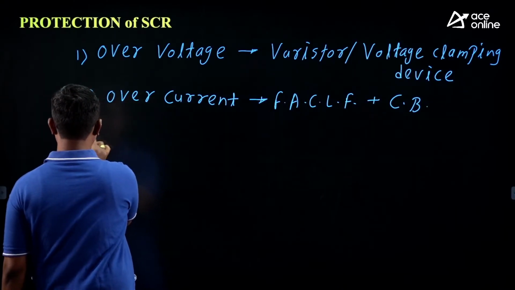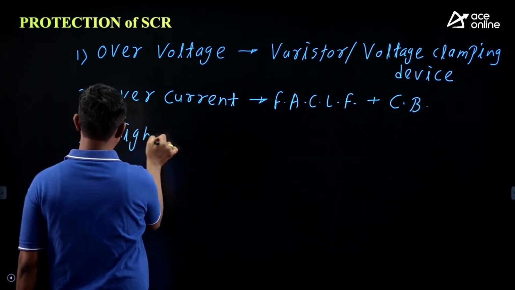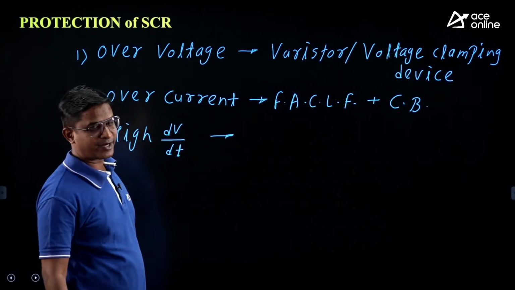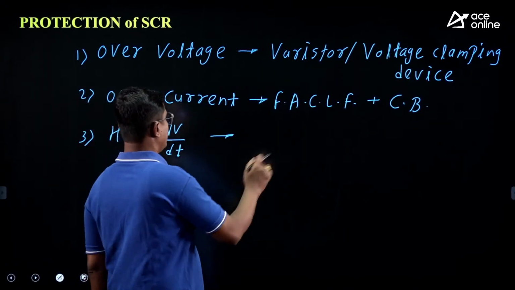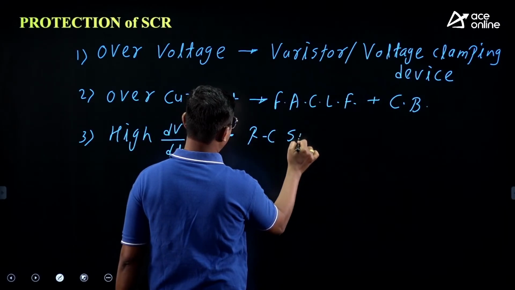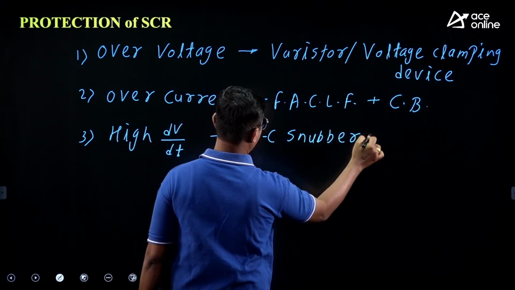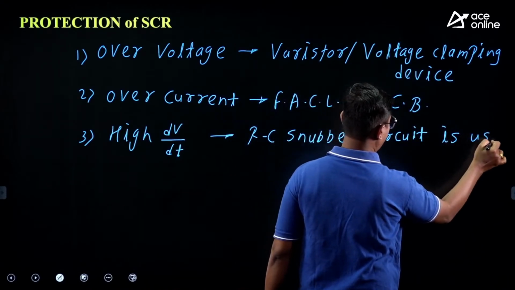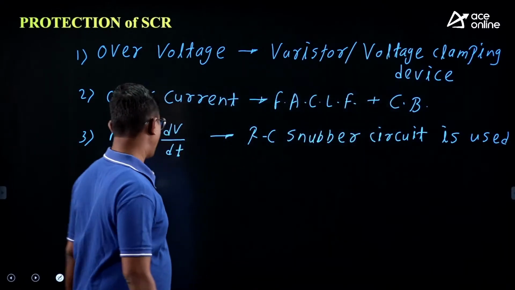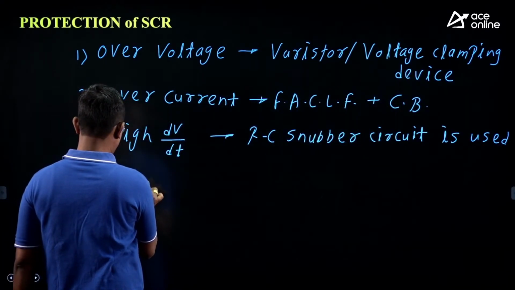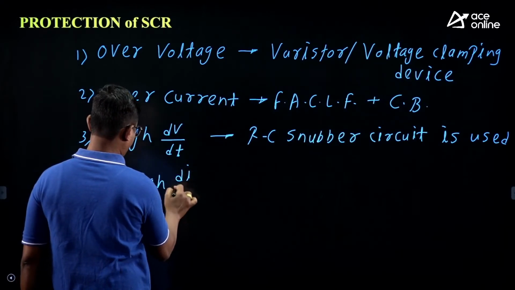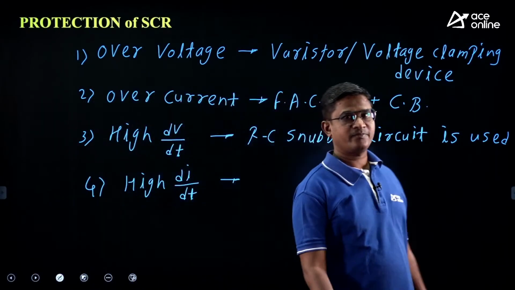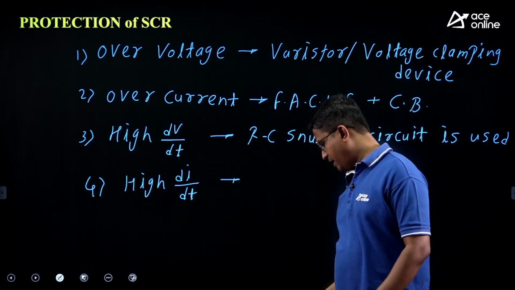Next, third is high dV by dt protection. How to protect SCR against high dV by dt? RC snubber circuit is used. Right? And high di by dt. How to protect SCR against high di by dt? Can anyone answer? How to protect SCR against high di by dt?